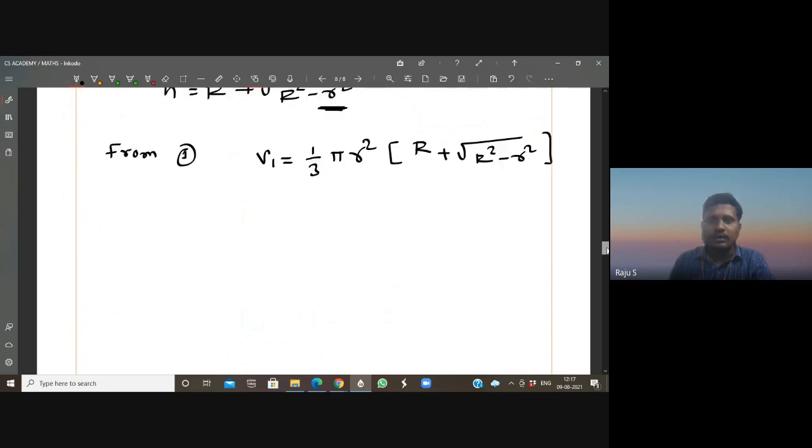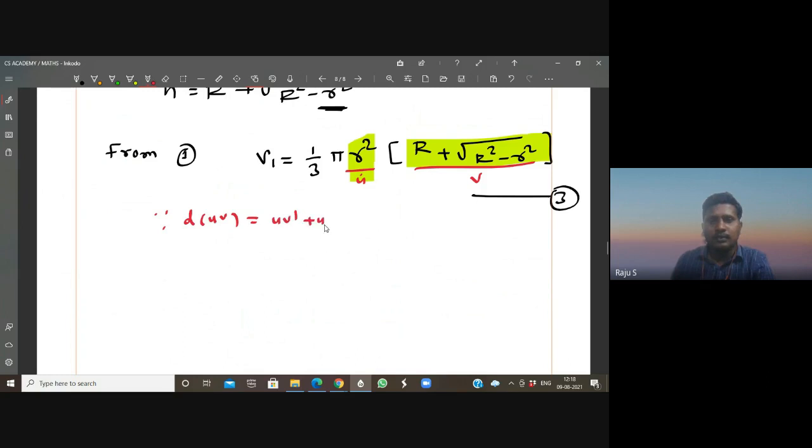Okay, this is h. Now we have to differentiate. Let us take this as equation 3. Differentiate with respect to r. Here we can apply the UV rule. This is U, and this total is V. Since we know that the derivative of UV is UV dash plus U dash V. That's it. So now differentiate equation 3 with respect to r.